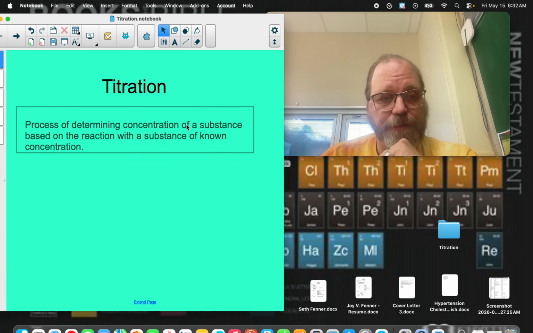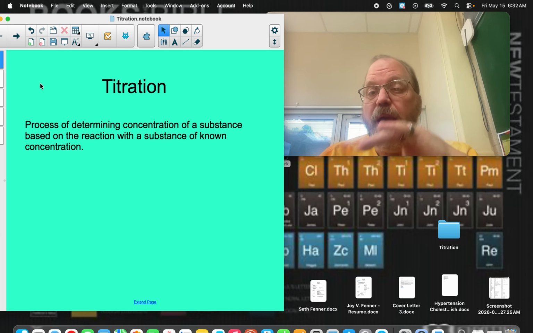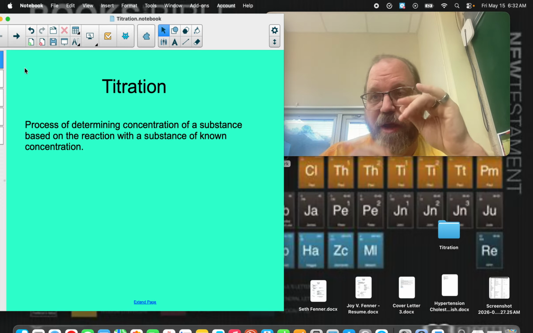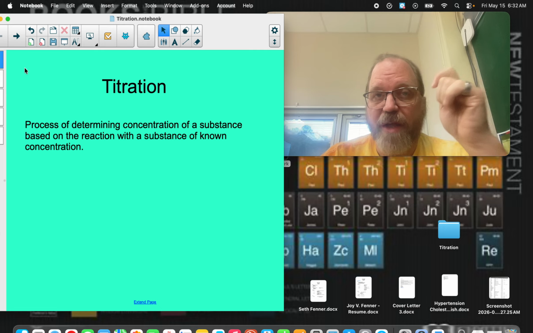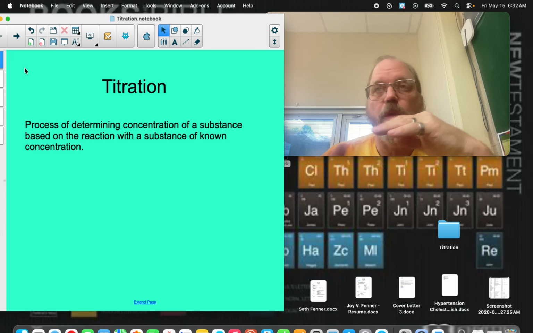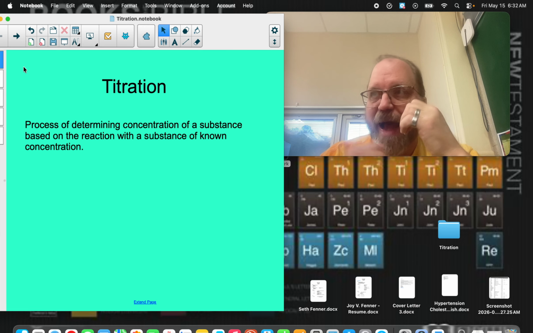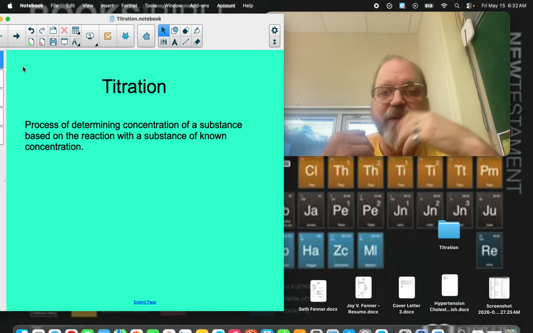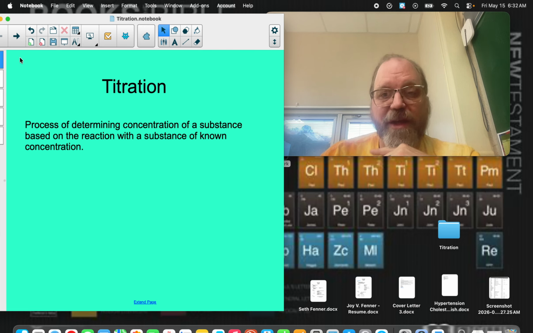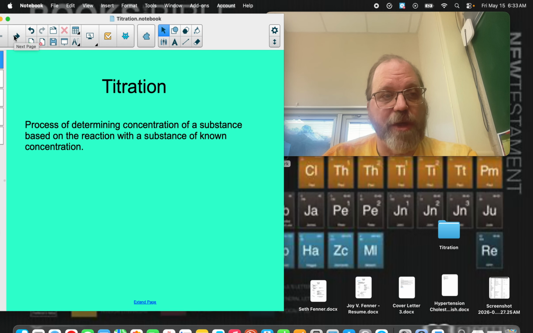Definition of titration: a process to determine the concentration of a substance based on the reaction with a substance of known concentration. So we take a liquid, either in the Erlenmeyer flask or the burette, that we know the concentration of, and add it into the other, using the known concentration to find out how much we need to neutralize it. And then from that reaction, we can identify the concentration of that unknown acid or base. So real quick, here's one we did last year.